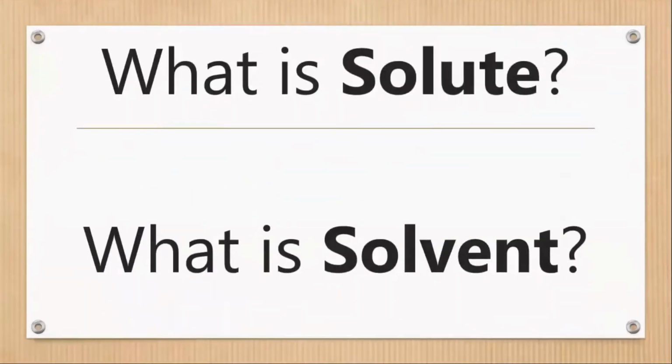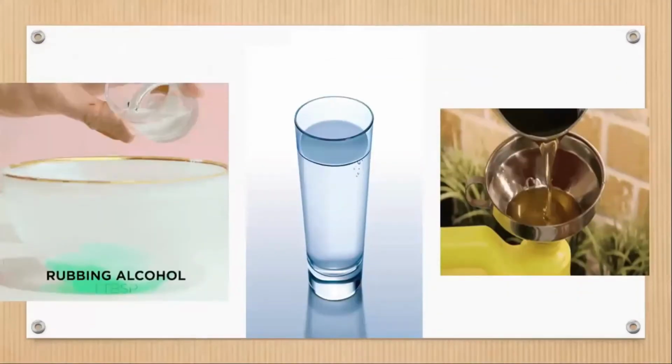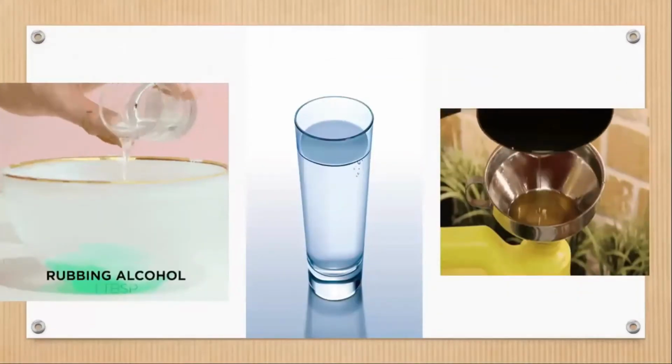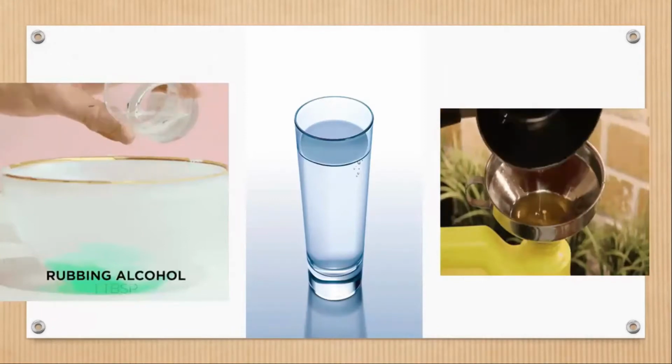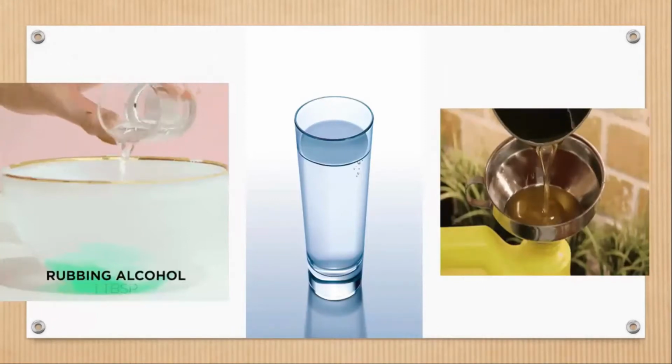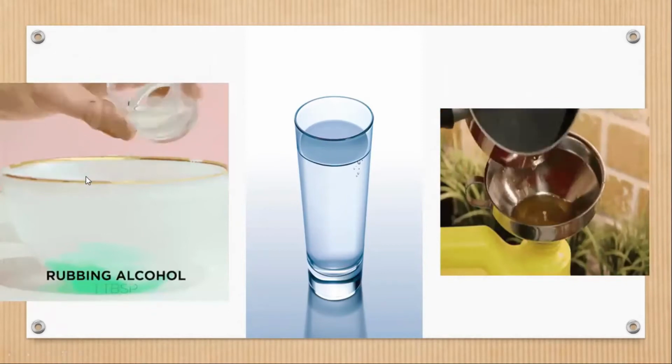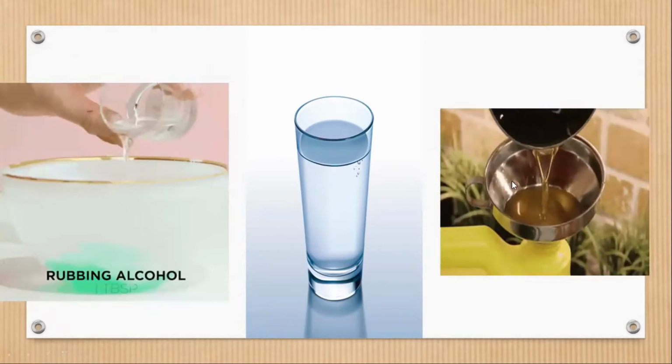So first, let us determine the meaning or definition of solute and solvent. When we say solute, it means that it's the substance that's being dissolved by the solvent. And the solvent is the substance that dissolves the solute. They may be in solid, liquid, or gas. I have here examples of substances that may be dissolved in water. One is the rubbing alcohol, then the second one is the oil.